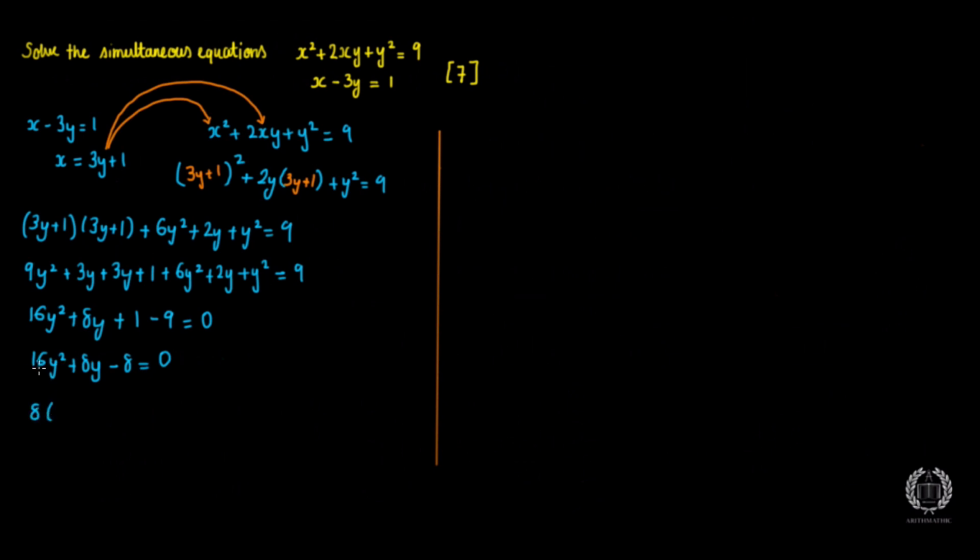So if I take 8 out of this, 16 divided by 8 is 2y squared. 8 divided by 8 is 1, but because it's y, it's going to be y. Minus 8 divided by 8 is 1. And that is equals to 0. Now if I bring 8 to the other side, I'm left with 2y squared plus y minus 1 is equals to 0. And for those who don't understand what happened to the 8, with this 0, I've done 0 divided by 8, which gives me 0. Hence why I get 0.